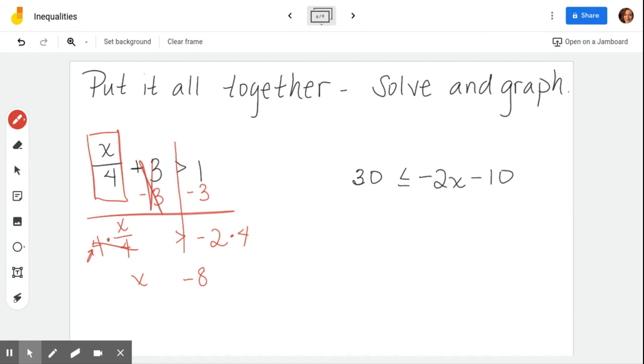So I'm still going to use my greater than sign. I'm going to bring it straight down. You only flip it if you multiply or divide by a negative. Even though I got a negative, what I multiplied by was a positive. So my solution is this whole three-part answer. X is greater than -8.